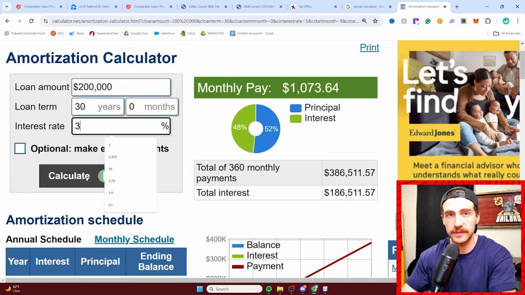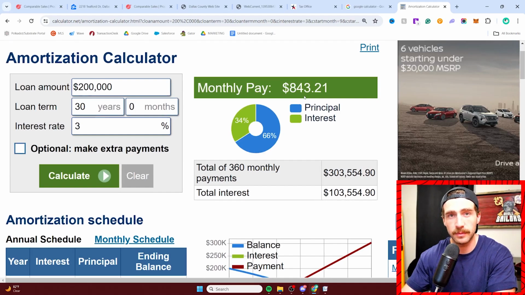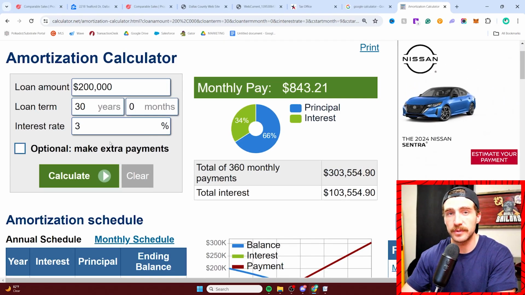What if I put 3% interest? There's $843 a month. And one really cool thing, guys, about 3% interest is it usually makes the total payment received by the seller 50% more than the loan amount. So on a $200,000 purchase price, the seller ends up receiving $300,000.